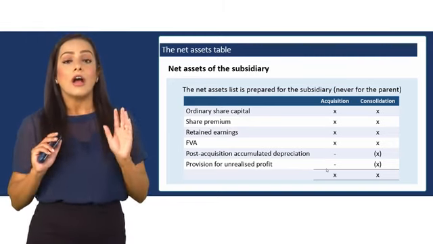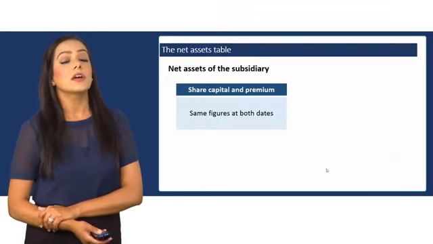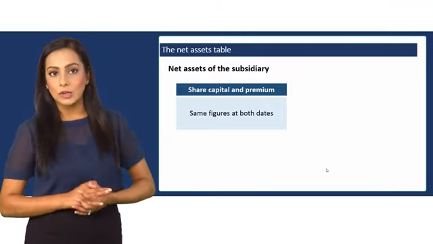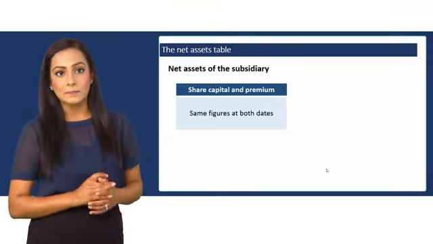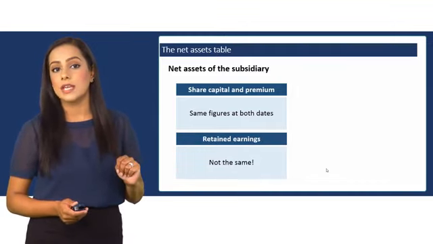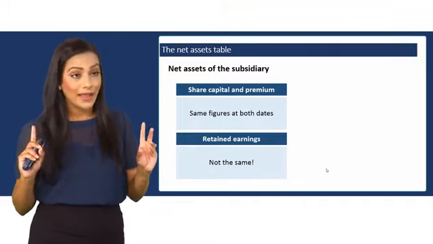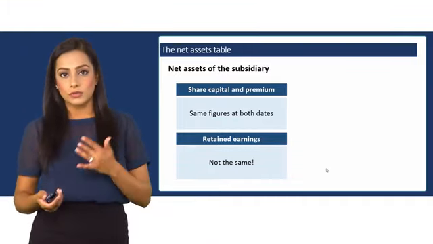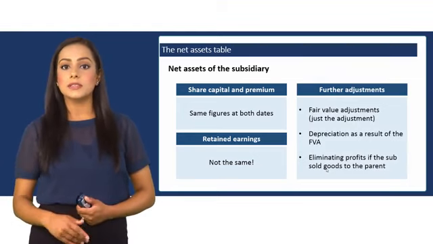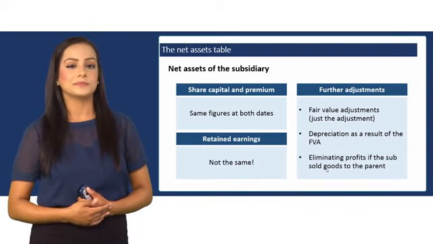Once you have calculated the net assets table properly, we then look at the totals. But let me just go through this slide here, looking at it in detail. In summary, share capital and share premium balances are the same at both dates. Retained earnings are not the same because we expect the subsidiary to have grown or shrunk. Further adjustments would be your fair value adjustment, the depreciation, and the eliminating of profits.